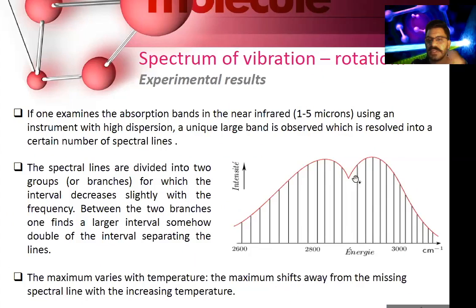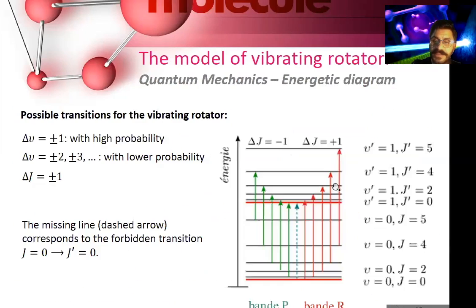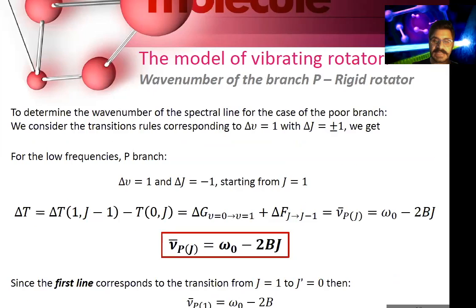Now, obviously, the question that I can ask you, and that would be very easy to see: what would be the very first line of the P band? Well, the very first line of the P band should correspond to the very first transition after the non-allowed one, right? So this one goes from what? From J equal 1 to J prime equals 0. So J is equal to 1. And this gives us that the first line, corresponding to the transition from J equal 1 to J prime equals 0, is just ω0 - 2B.